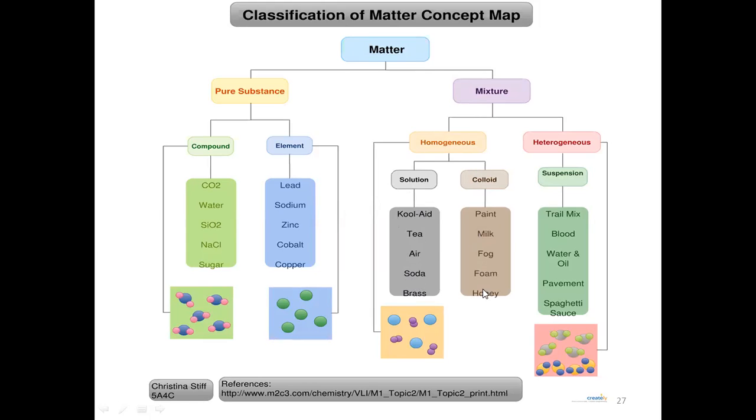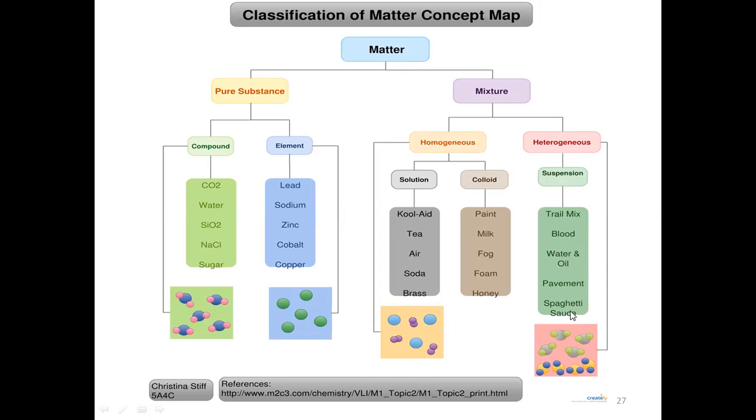And homogeneous, if it is thicker than this one, more examples are given over here: paint, milk, foam, and honey. These are examples of the colloid, and these are the suspension. This is a trail mix. This is similar to the shahi meva or pan masala, like somehow. That means the combination of different dry fruits, blood, water, and oil. I have given you the example.